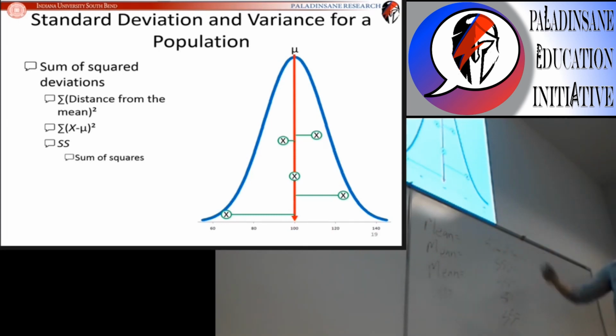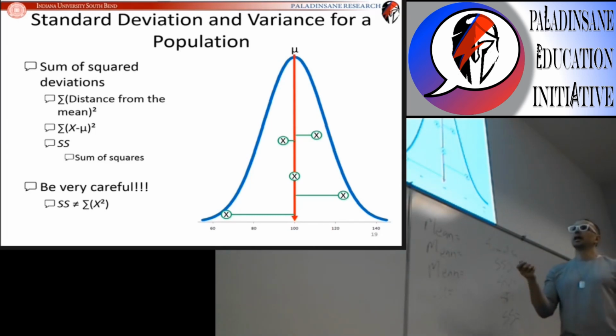You have to be very careful, it's not this. It is not the sum of the scores squared, right? Sum of squares. Oh, this is a square. There's your sum of squares. No, this is not sum of squares. This is sum of squared deviations.